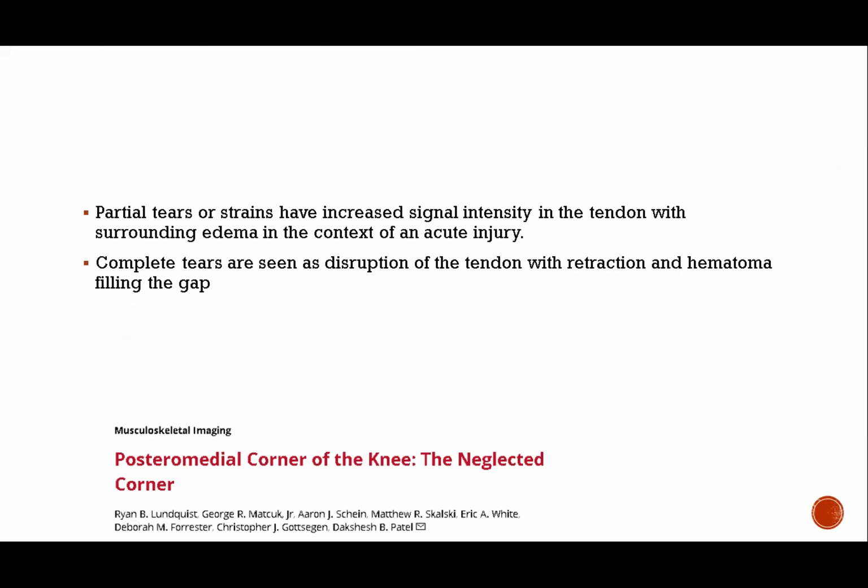So how do we say whether it is a partial tear or strain or a complete tear? The article by, gave the salient features, where partial tears or strains have internal intensity in the tendon.